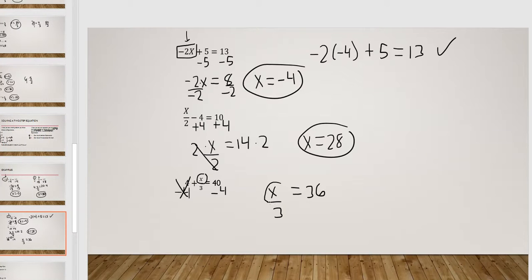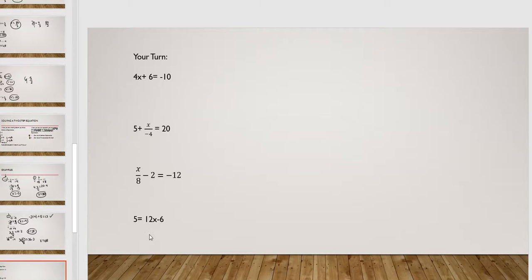And now we're not done yet. We want this variable to be all by itself, so we get rid of the divided by 3 by multiplying by 3 on both sides. So x equals 108. So that is two-step equations.